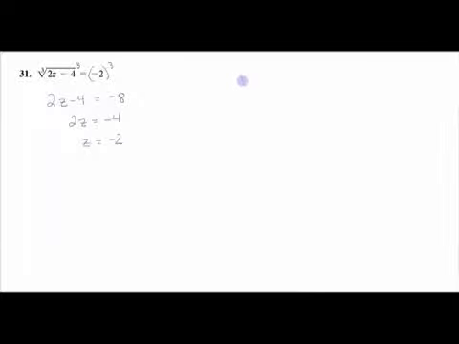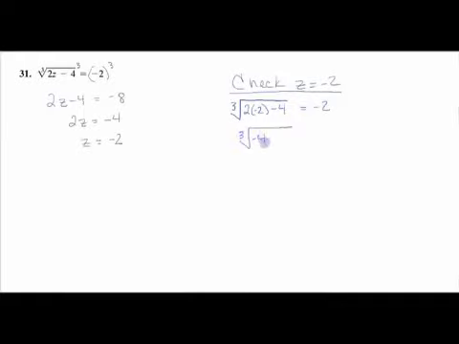Now I'm going to check that solution of z equals negative 2. That's the cube root of 2 times negative 2 minus 4 equals negative 2. So that's the cube root of negative 4 minus 4 is negative 2. That's the cube root of negative 8 equals negative 2. So negative 2 equals negative 2, and we know that z does indeed equal negative 2.